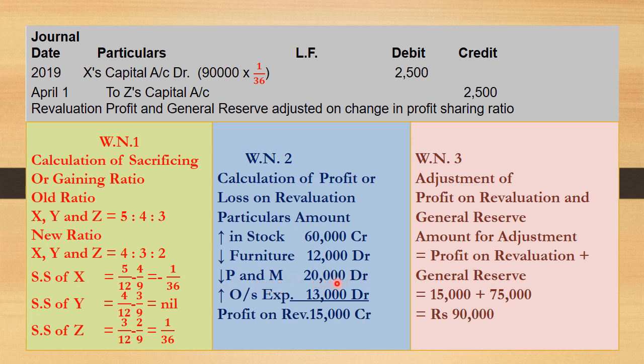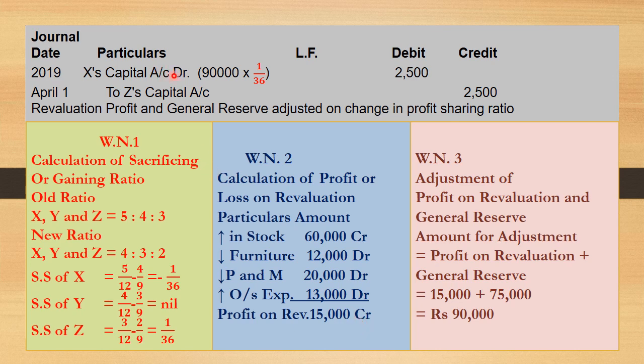Again, whenever there is a decrease in the value of any asset, it will be termed as loss, and losses are to be written on the debit side of revaluation account. Finally, the last thing, outstanding expense increases, it means liability increases, and liability increase means loss again, and it means 13,000 will be written on the debit side of revaluation account. After computing all these effects, we will get profit on revaluation of rupees 15,000, which is to be written on the credit side. It means profit is there.